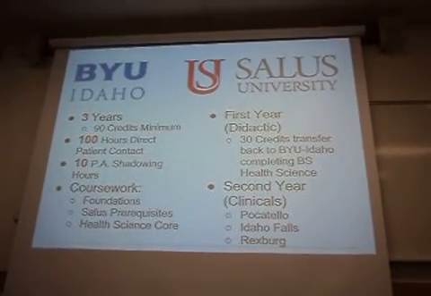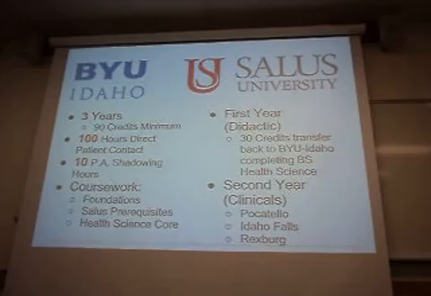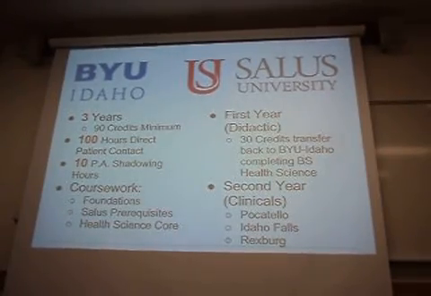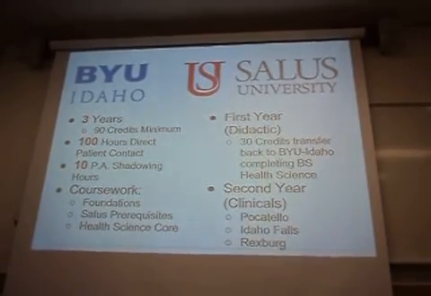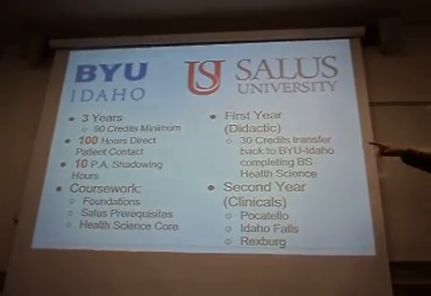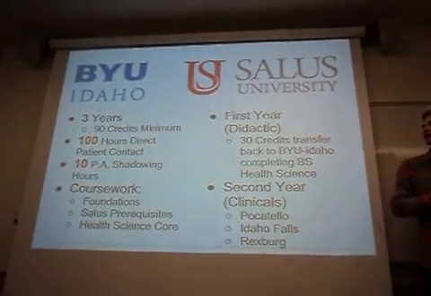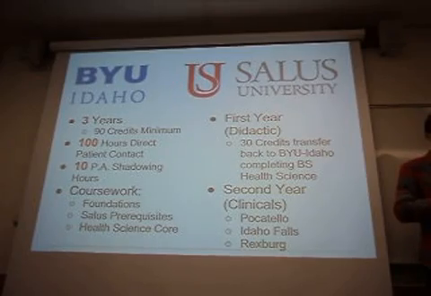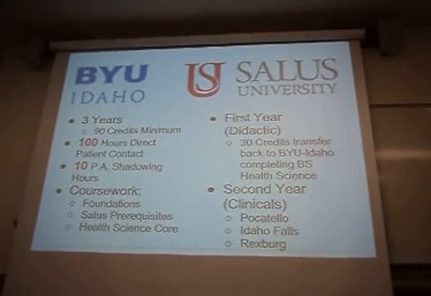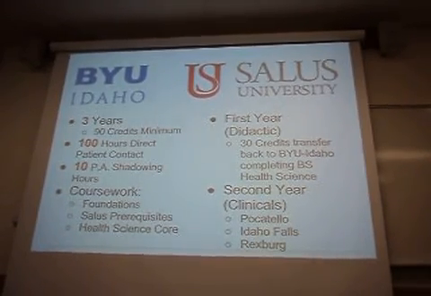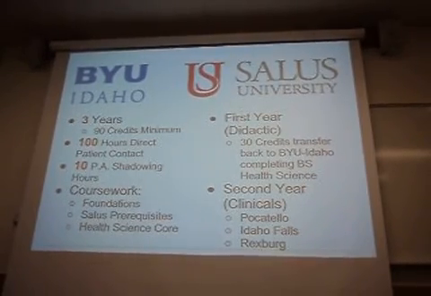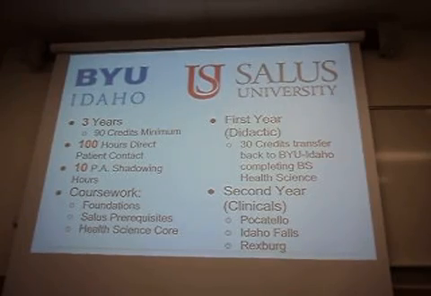So let's just go through it. If you're interested in the Salus 3-2 program, you'll come here for 3 years, like it says up here. They want you to have 90 credits minimum by the time you get to Salus. So that means if you want to apply to Salus, you should apply when you have between 40 and 80 credits.